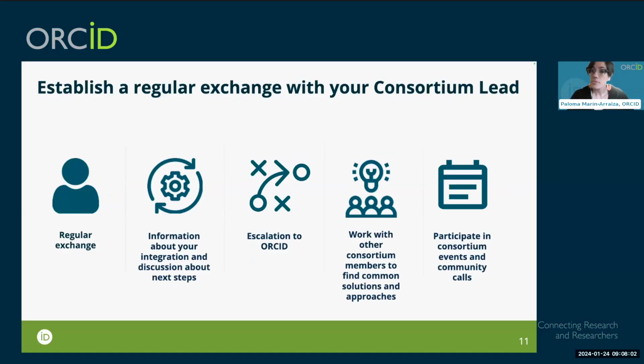ORCID and the corresponding consortium lead have an escalation process. So if the consortium lead needs to escalate some details, they will be able to do so. You can also work together with other consortium members to find solutions, and you can definitely participate in consortium events organized by your consortium and in community calls.